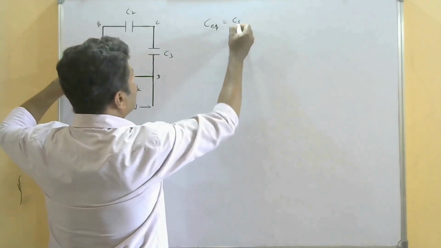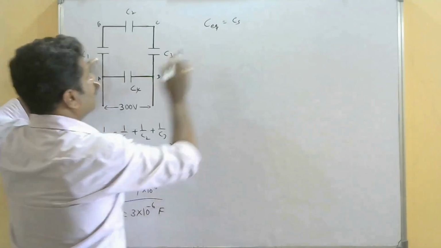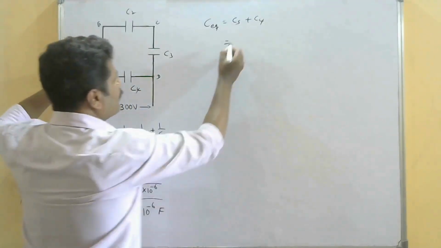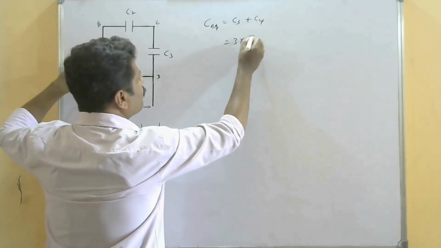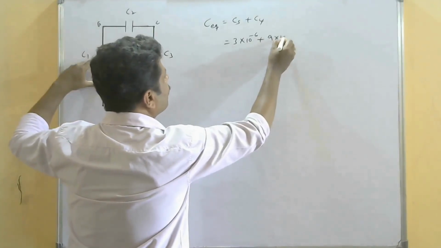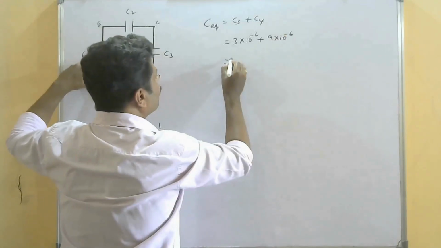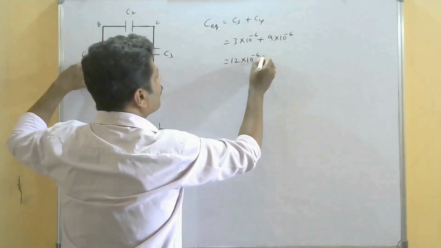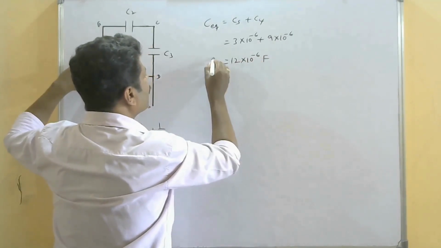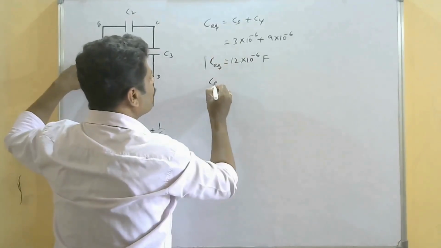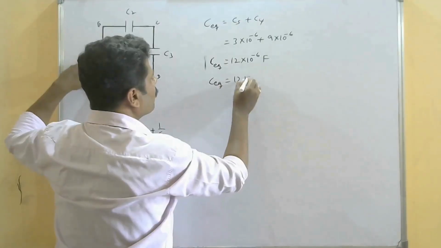The equivalent capacitance of this branch, they are connected in series. Now let me take this as Cs plus C4. So this is equal to Cs, which we got here as 3 times 10 raised to minus 6, and C4 here is 9 times 10 to the power minus 6. So the equivalent capacitance of this network is 12 times 10 to the power minus 6, or else we can directly take C equivalent equals 12 microfarad.